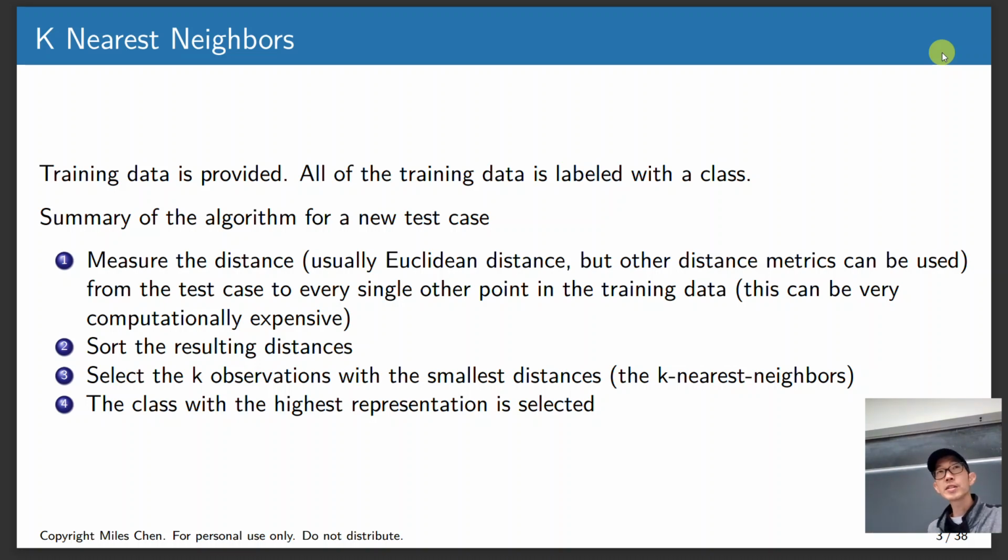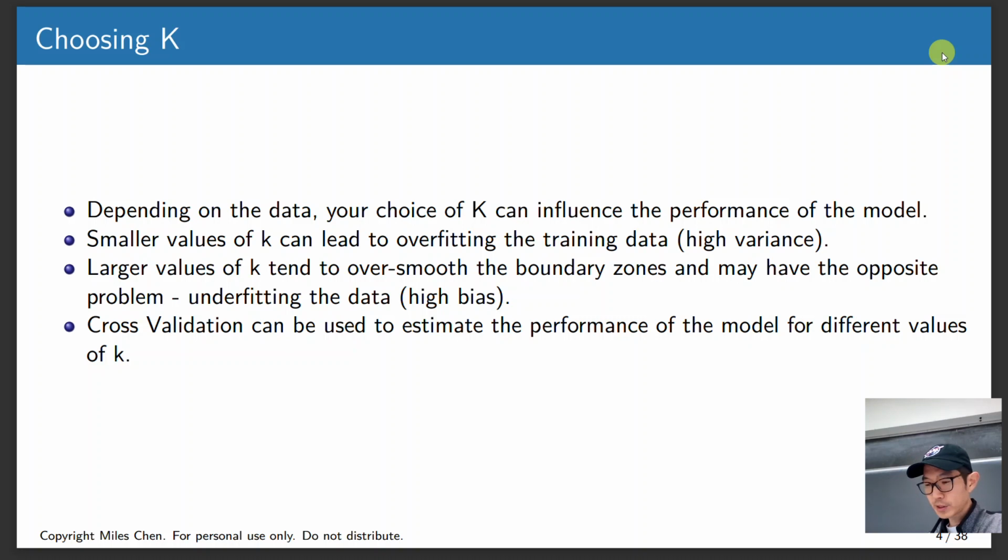Once you've measured that distance, you sort the resulting distances, and then you select the k observations with the smallest distance from your test point. Those are your k nearest neighbors, hence the name. Every observation in that group of k gets a vote as to which class something belongs to, and whichever class has the highest votes is going to be your predicted class. We'll illustrate that.